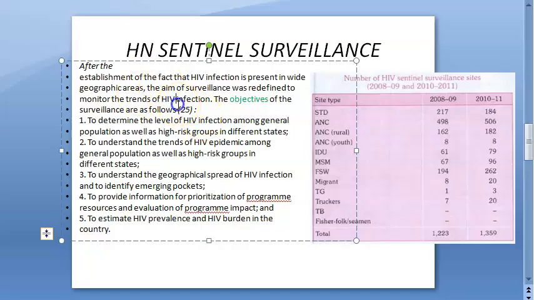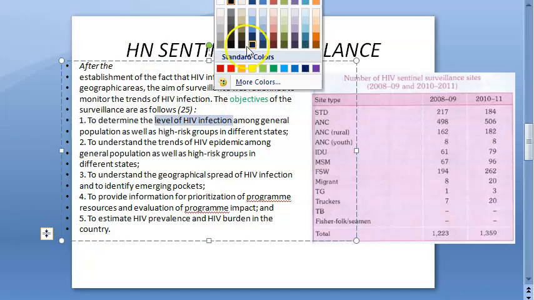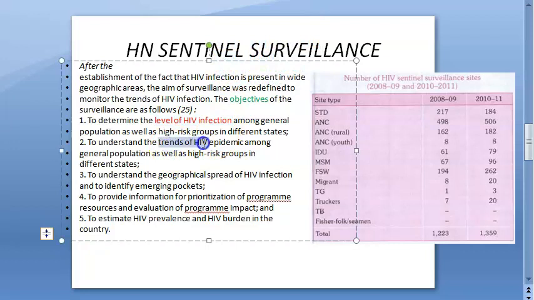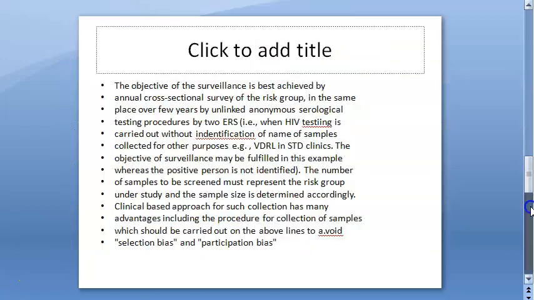In objectives, what all are there? You want to determine the level of HIV infection in a particular population, right? Then you want to understand the trends of HIV, standard philosophy that you're going to write in PSM. Understand the geographical spread of HIV infection. Provide information for prioritization of program resources evaluation. Estimate HIV prevalence and burden in the country. Standard PSM, preventive social medicine stuff.